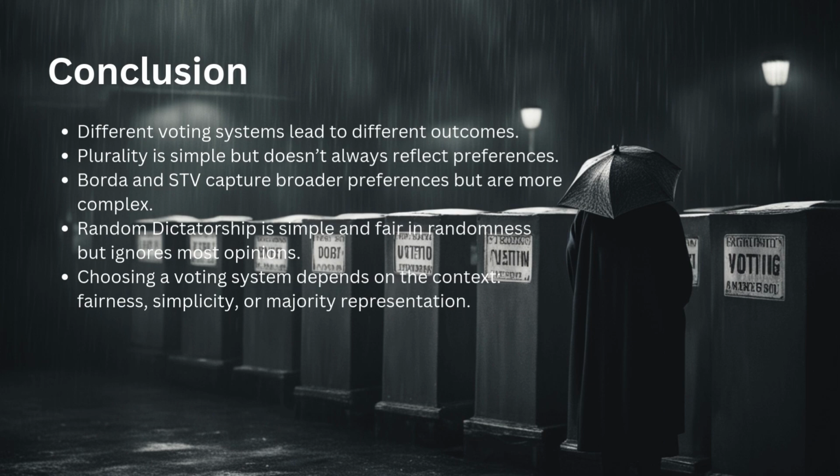Different voting systems have unique strengths and weaknesses, with plurality being simple, STV being proportional, Copeland focusing on head-to-head matchups, and random dictatorship offering a unique approach. Ultimately, the choice of voting system depends on the context and the importance of fairness, simplicity, or proportionality.